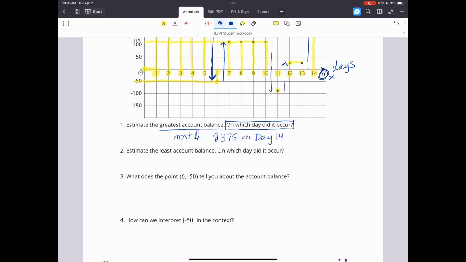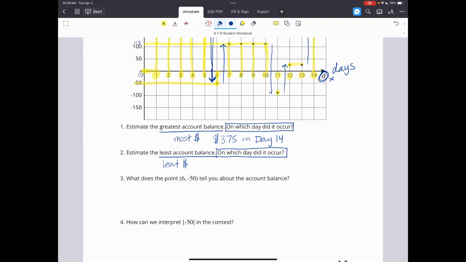Okay, the next one says estimate the least account balance. So the least money in the account. So we're looking for the lowest. It says on which day did that occur? So again, it doesn't matter how much, it just is the lowest one, and we're looking for the day.